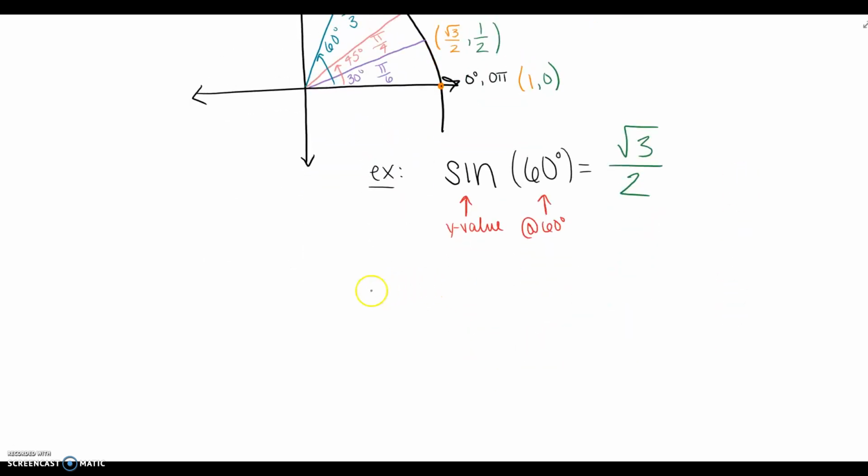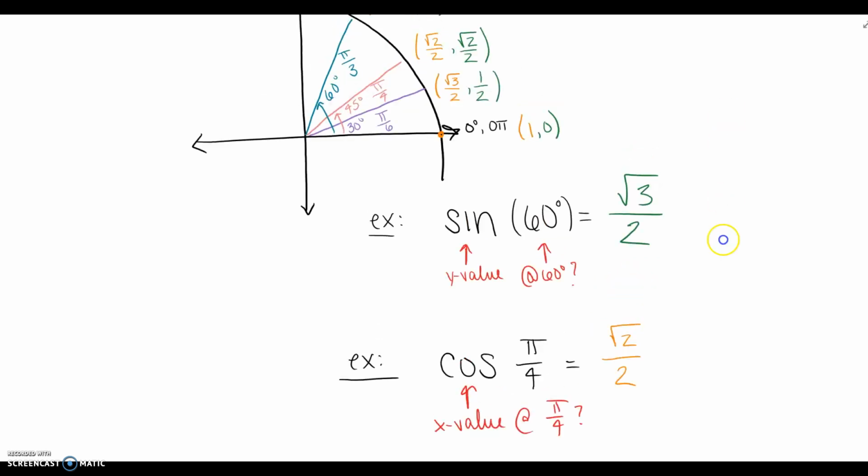Now I could ask you, what's cosine of pi over 4? So now you're thinking, what is the x value at pi over 4? And that is going to be root 2 over 2.